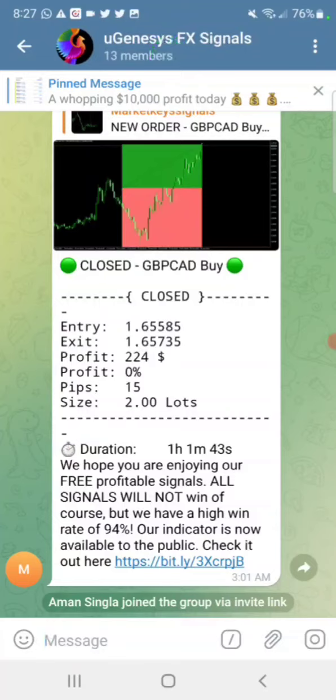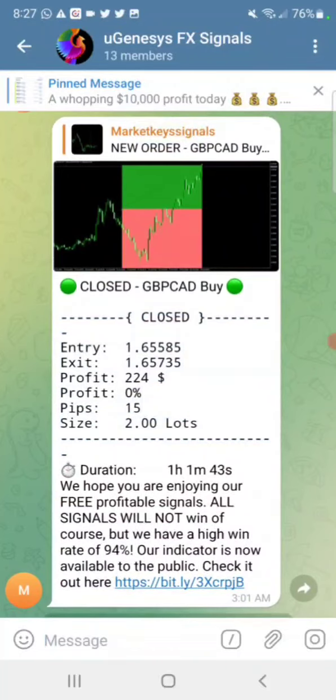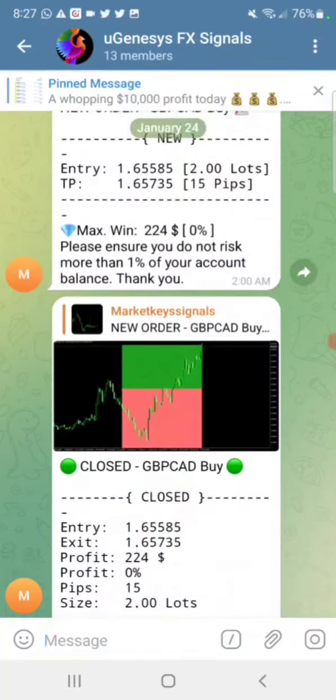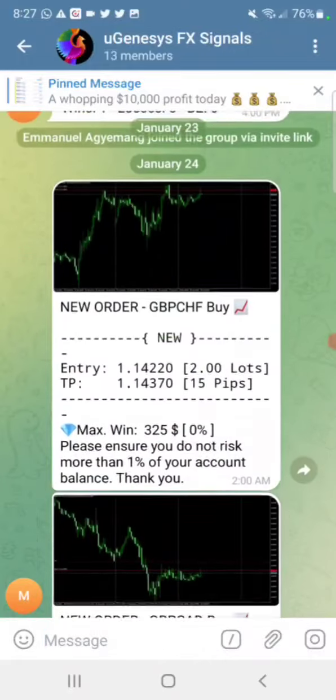We are giving you an update of how we trade using our uGenesys trend indicator. Like I said before, this indicator is designed primarily for beginners in the Forex trading world. It will help you to find the best times to trade, it will help you to find the best pairs to trade, and it will help to improve your overall profitability. Now, we're going to look at some of the trades that were taken this morning.